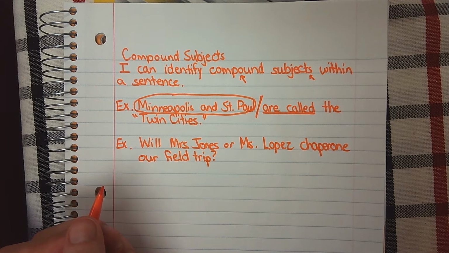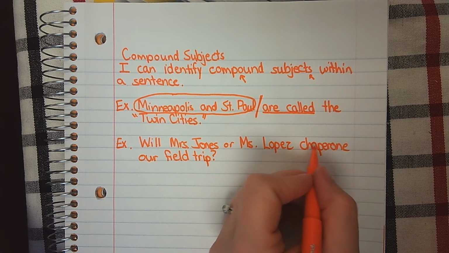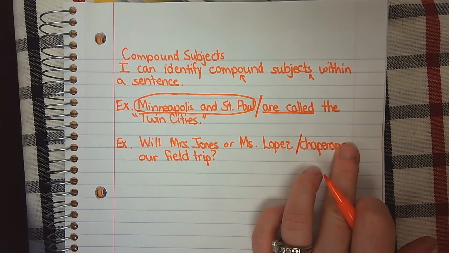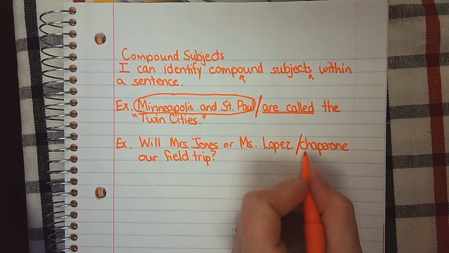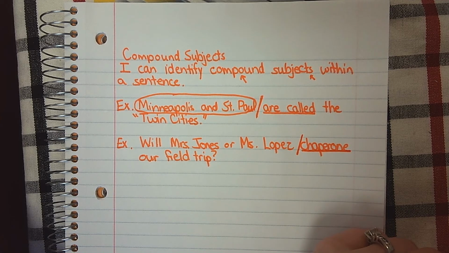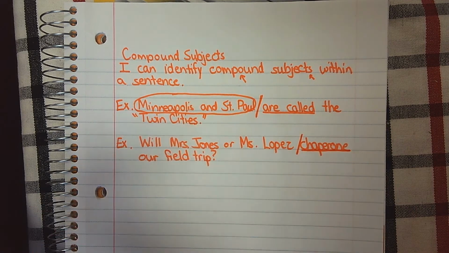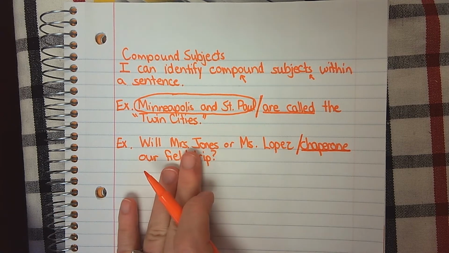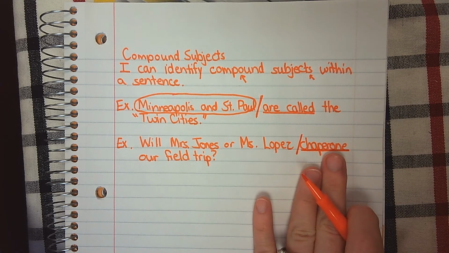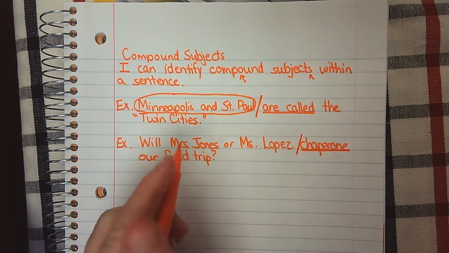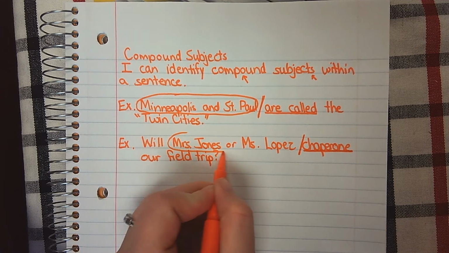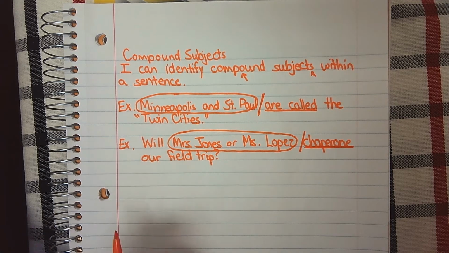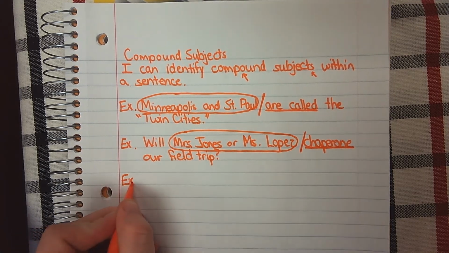If we find our verb, it is chaperone. It's an action verb. So right before that, we are going to draw a little line here to separate our subject from our predicate. Our verb is chaperone, and that is our simple predicate. And then on the left side, this is where we have our subject again. We have more than one subject because we are wondering about who's going to chaperone the field trip. Will it be Mrs. Jones or Miss Lopez? So together, Mrs. Jones or Miss Lopez is our compound subject. Let's do one more example.